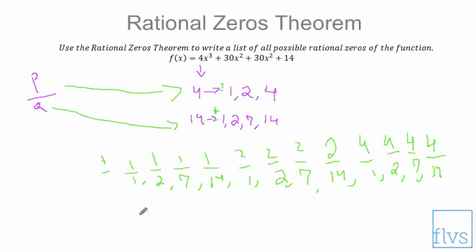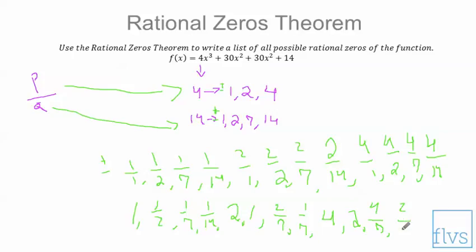So we just need to simplify this a little bit. 1 over 1 is 1. 1/2 is simplified. 1/7 is simplified. 1/14 is simplified. 2 over 1 is 2. 2 over 2 is 1. 2 over 7 is simplified. 2 over 14 can be reduced down to 1/7. 4 over 1 is 4. 4 over 2 is 2. 4/7 is simplified. And then 4 over 14 is 2/7 when you reduce it.